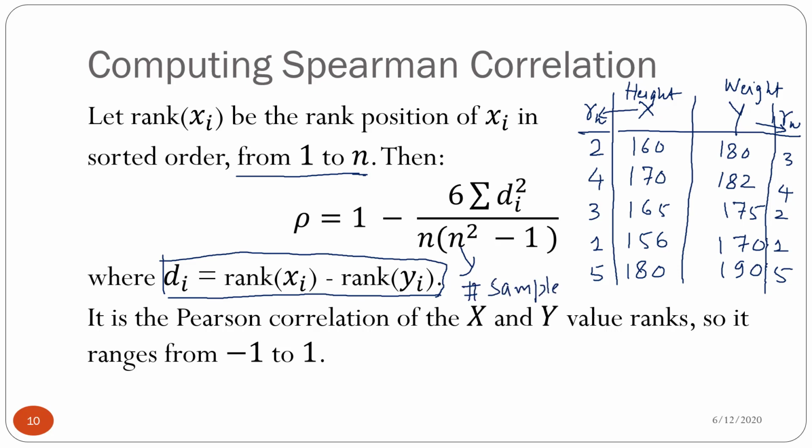And this is 1 minus that expression. Rho is your Spearman correlation, computed as 1 minus this expression, which is based on the summation of di square, 6 times that, divided by n times n square minus 1. Okay, and interestingly, its value is in the range of minus 1 to 1, the way we had for the Pearson correlation. This is interesting stuff.